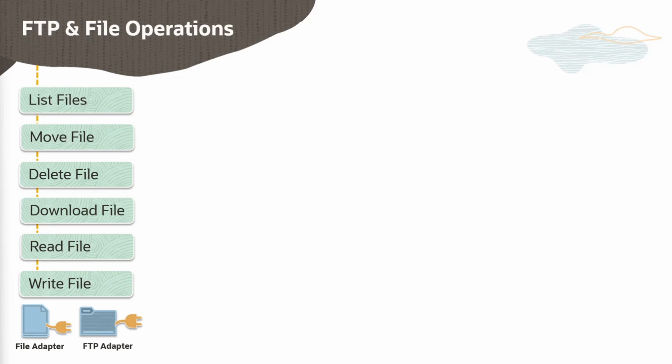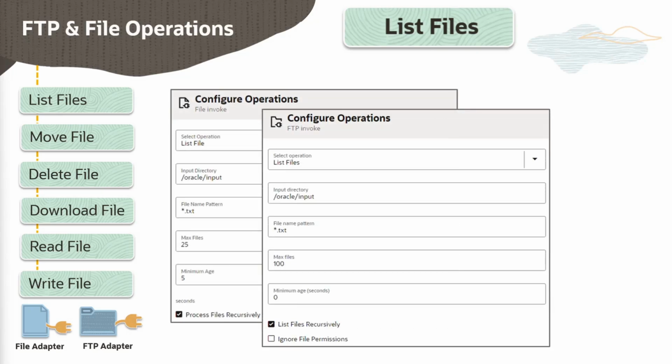We'll start with the list files operation, because this one is handy to use when you don't know the specific names of the files that you're looking to download or read into memory. Once you select this operation in the file or FTP adapter configuration wizard, you indicate which directory to list, as well as the file pattern of the files to be listed.